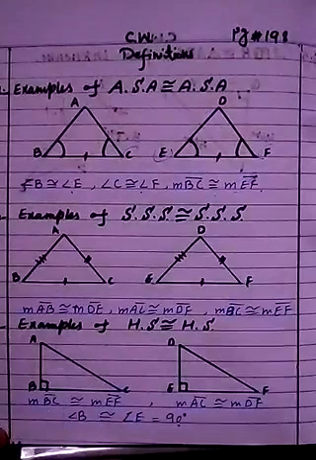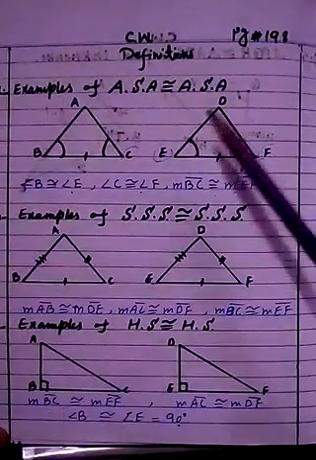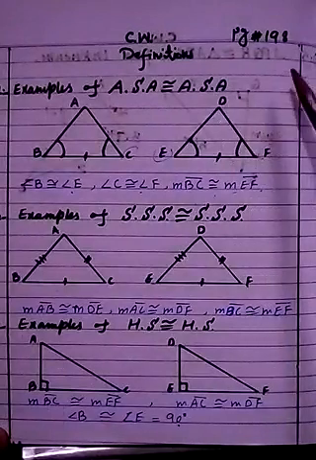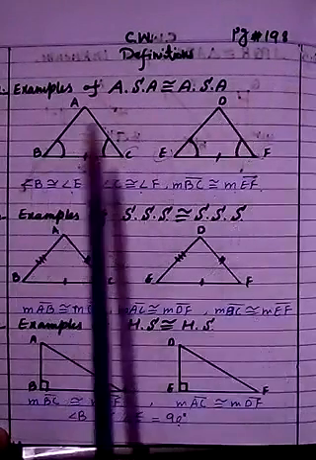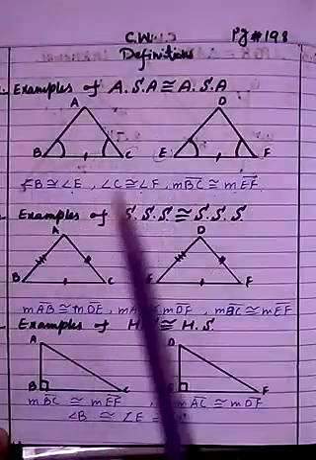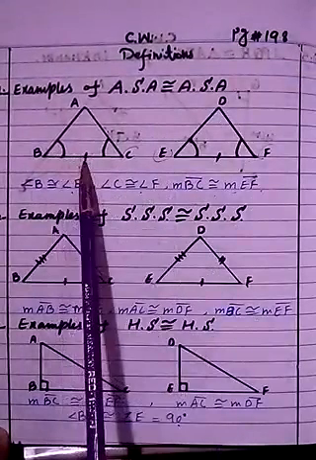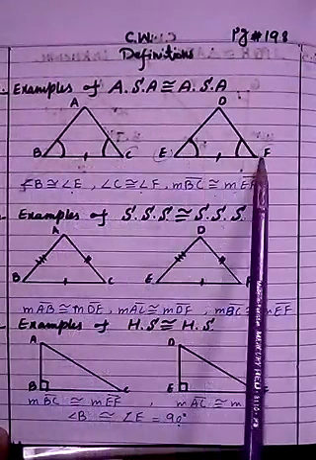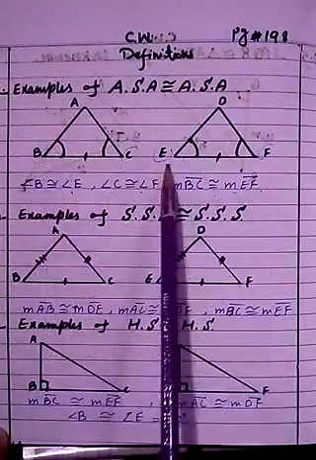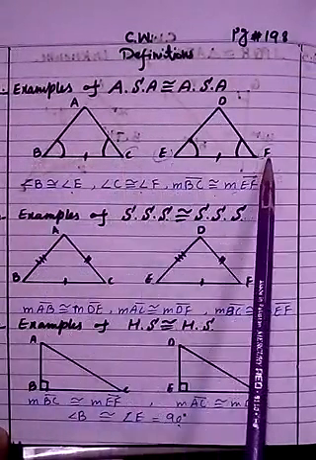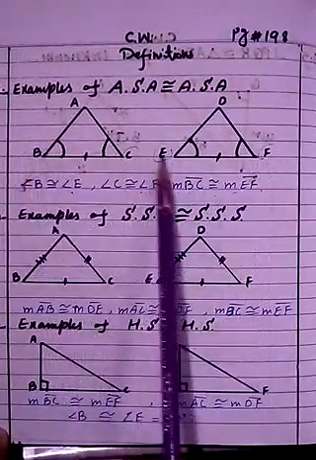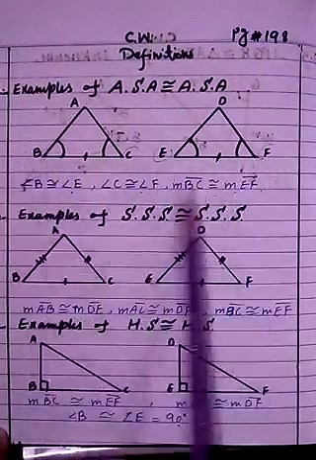Now these are some important definitions or concepts. On page number 192, when you talk about angle side angle, it means here you discuss two angles and one side. Angle B congruent to angle E, angle C congruent to angle F, and side BC congruent to EF. So this is the angle side angle.